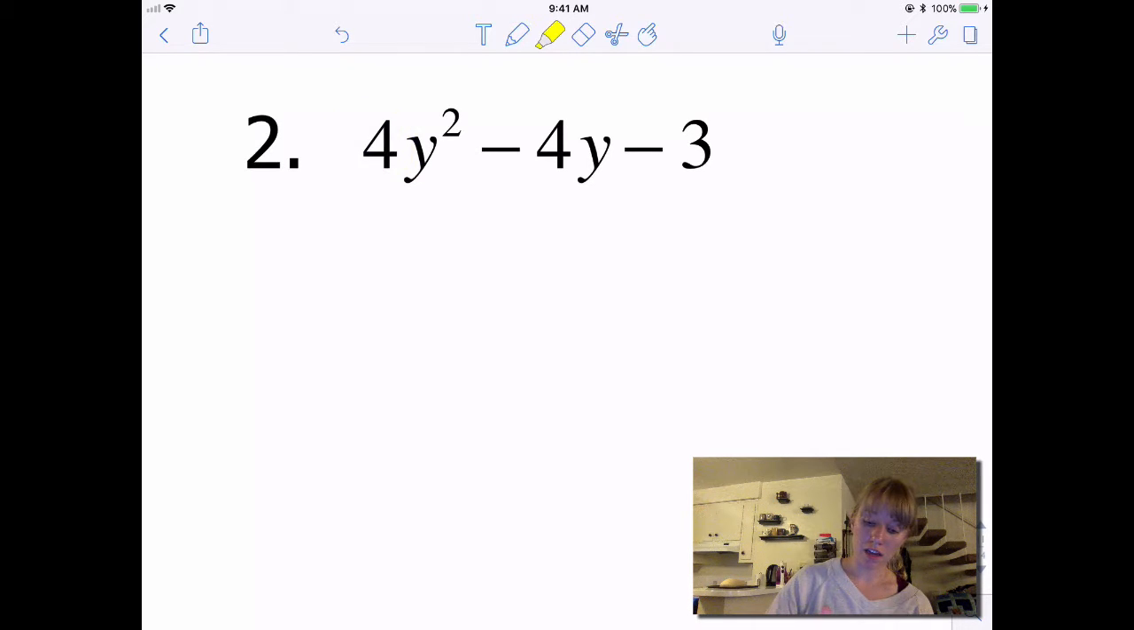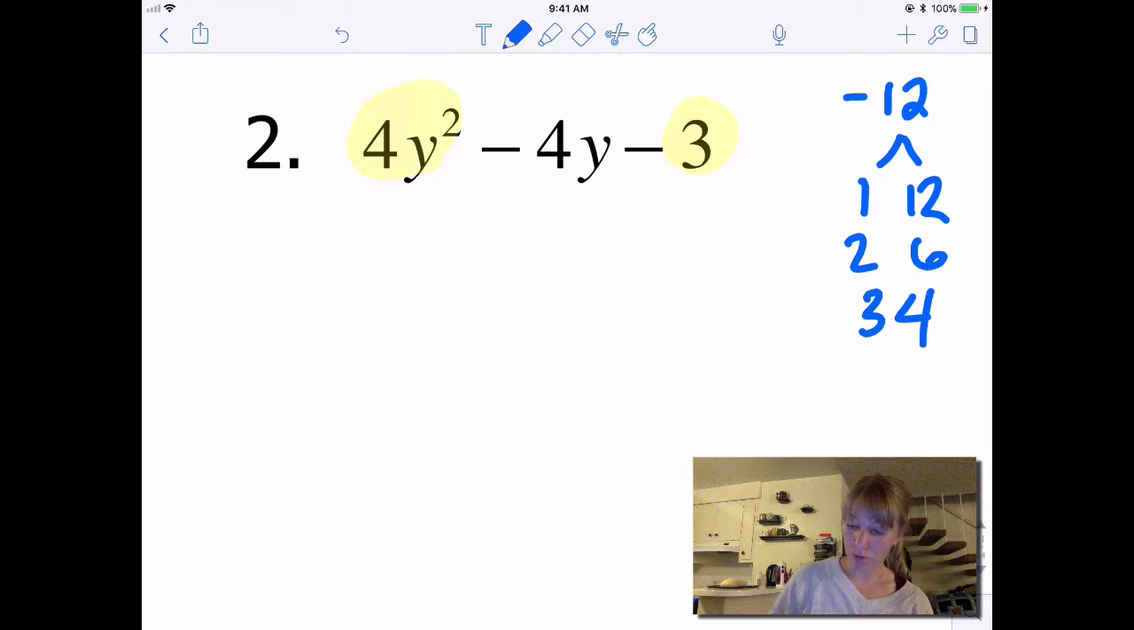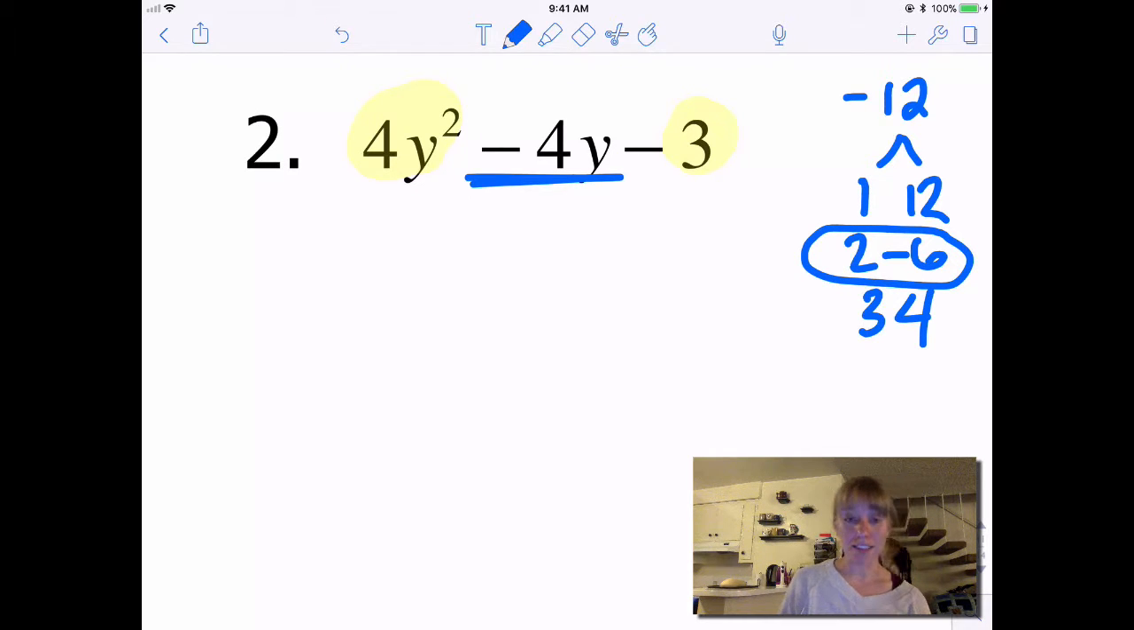So I'm going to check A and C. 4 times negative 3 is negative 12. And I want to list the factors of negative 12. So that'd be 1 and 12, 2 and 6, 3 and 4. They have to add up to negative 4. I think if we use these two terms and make the 6 negative, that'll work.